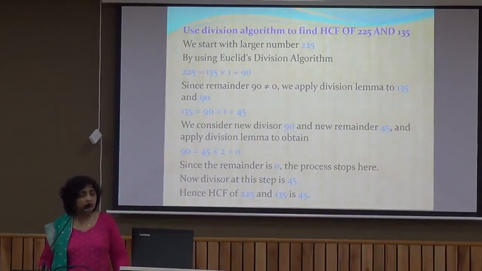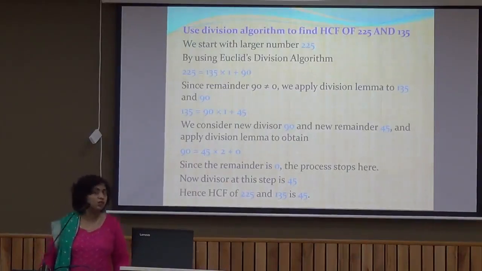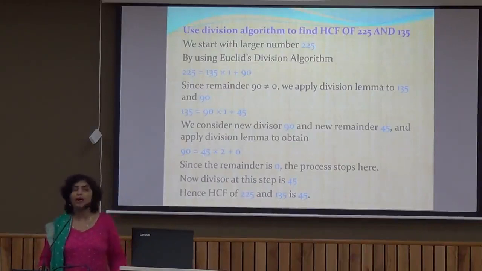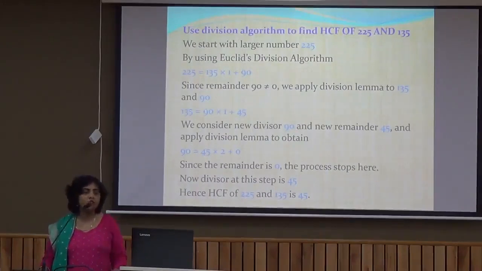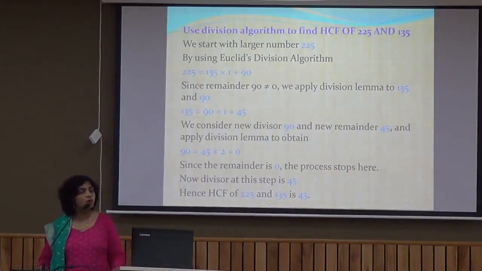So our divisor is 90 and 135 is the dividend. Now again 45 is the remainder. So the remainder is again not 0. We will have to apply the lemma one more time. So we get 90 as 45 into 2 plus 0. Here the quotient is 2 and the remainder is 0. So our process stops as we get remainder 0, and the divisor at this step is 45. So the HCF of the given numbers 225 and 135 is 45.